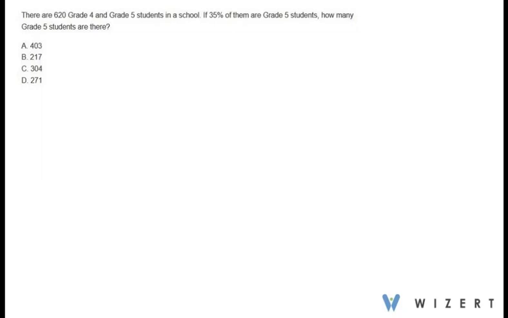Now it is given that the total number of students is equal to 620, and the percent of grade 5 students is 35%. We know that percent is calculated on the total number of students.